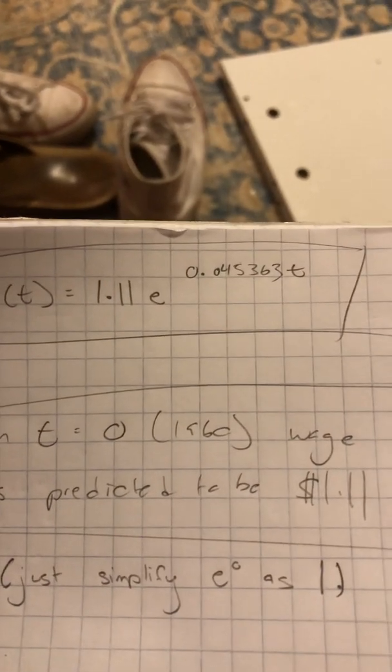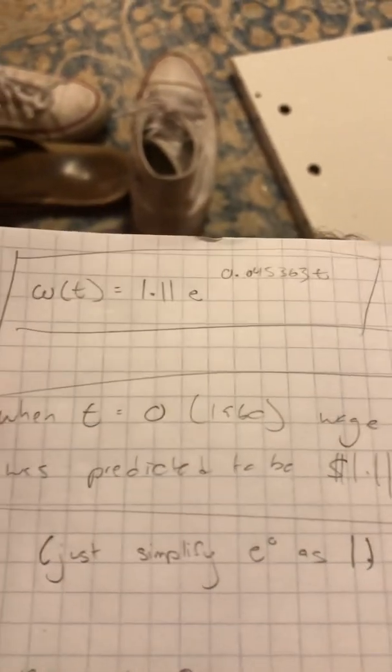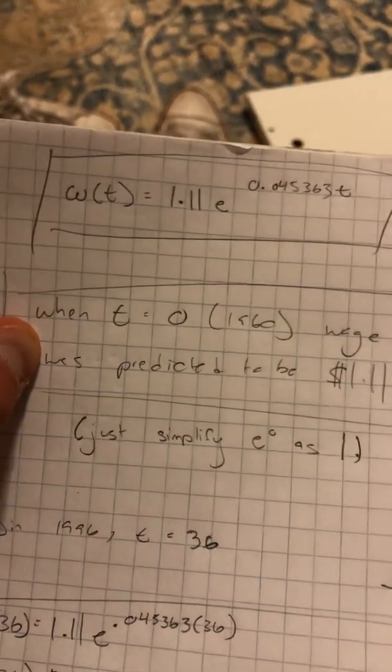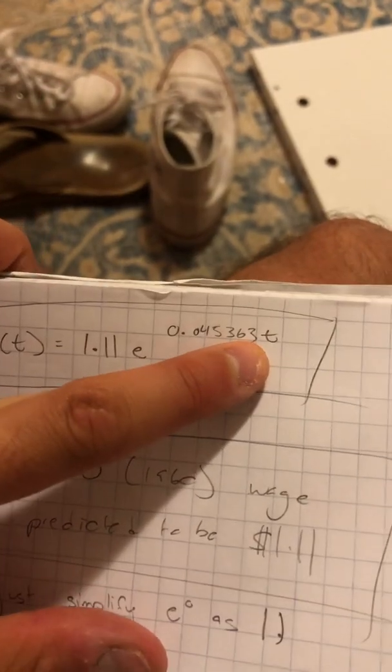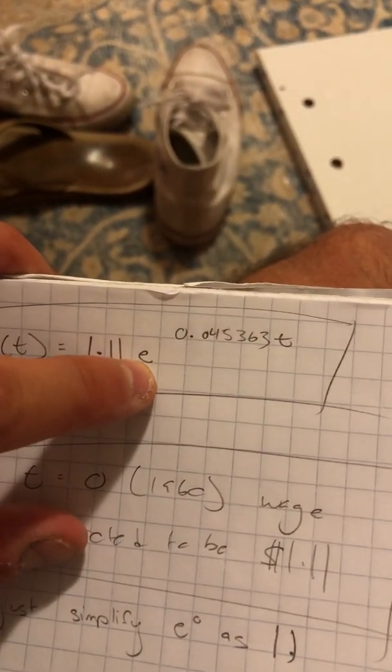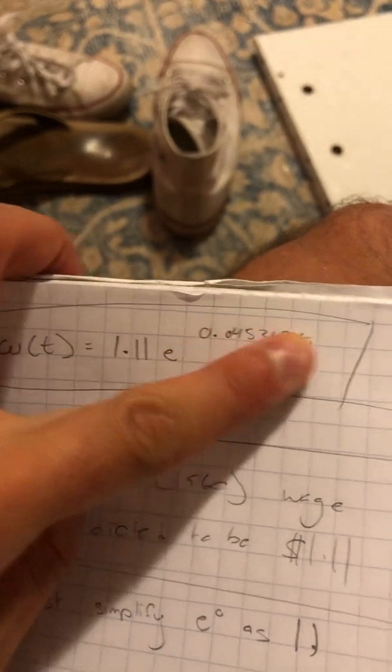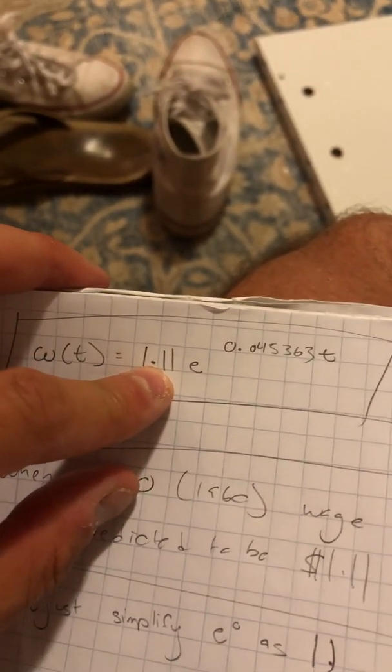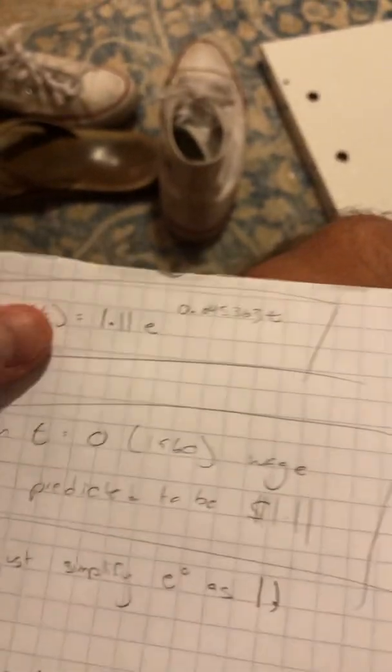Then you plug W of 0 and k into our initial formula, and what we get is W of t is equal to 1.11 times e to the 0.045363t. The next part of the question asks us to find what the minimum wage is predicted to be in 1960. That would be when t equals 0. Anytime you multiply 0 times anything, you get 0, and anything to the 0th power is just 1, so this entire side cancels out, and we know that when t equals 0 in 1960, the minimum wage is predicted to have been $1.11.